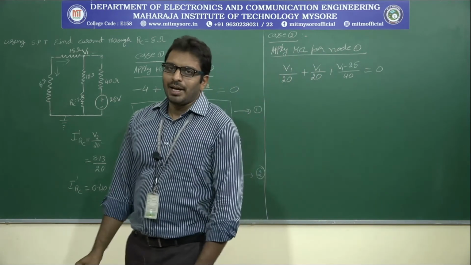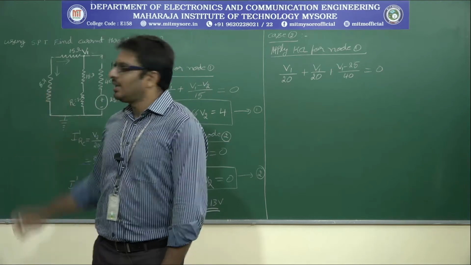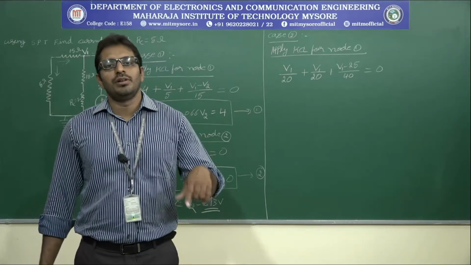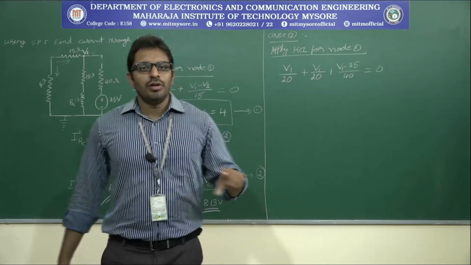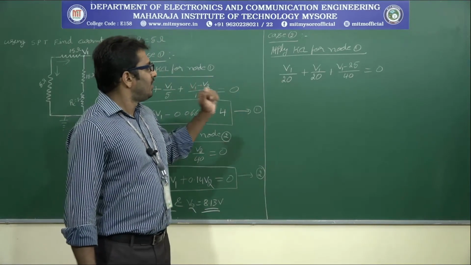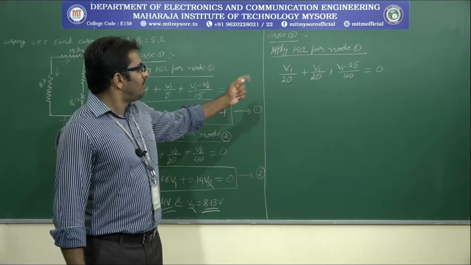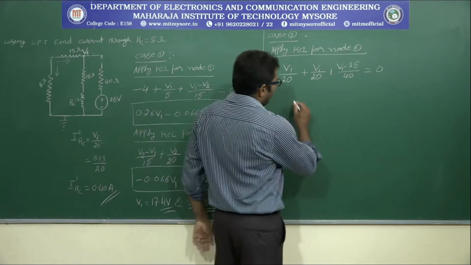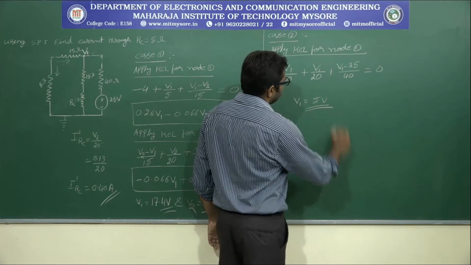No. By keeping the 25 volt voltage source as it is and setting the 4 ampere current source to 0, this is the circuit. In this circuit, how many nodes are there? Only one node. Apply KCL for that node. You will get one equation with only one variable. What is that variable? V1. By simplifying this equation, you will get V1 is equal to 5 volts.